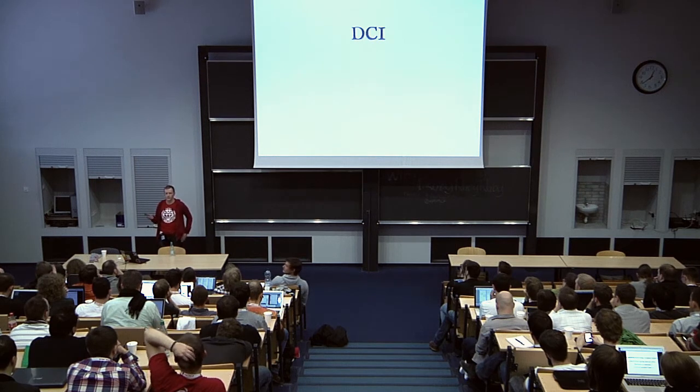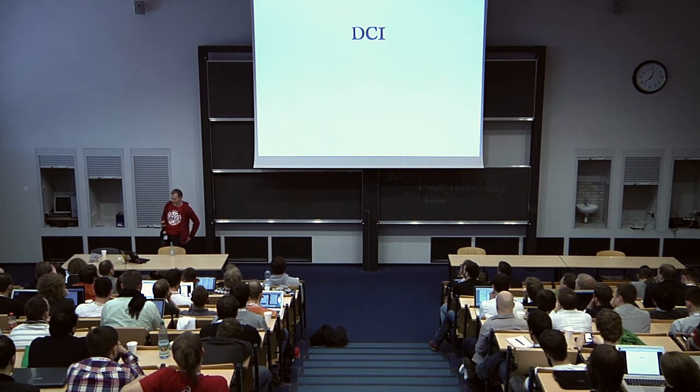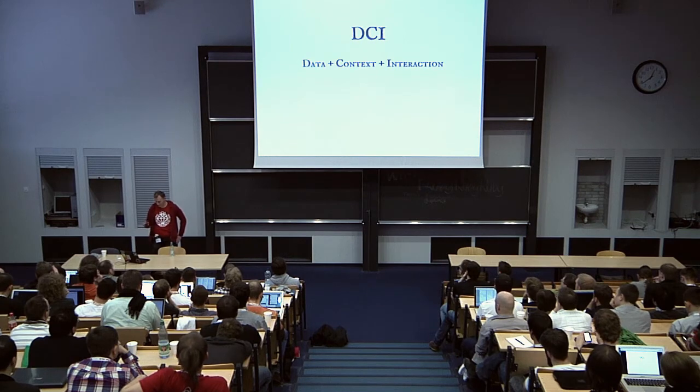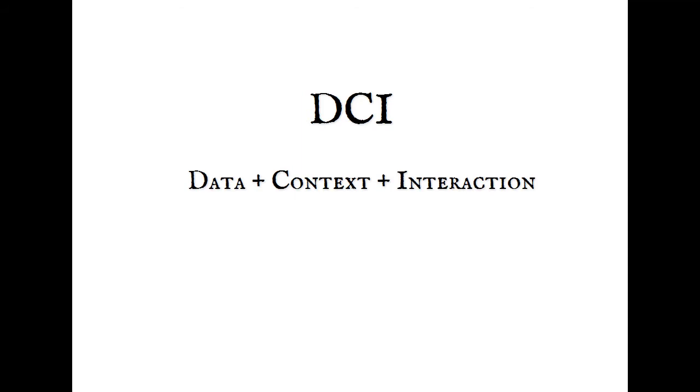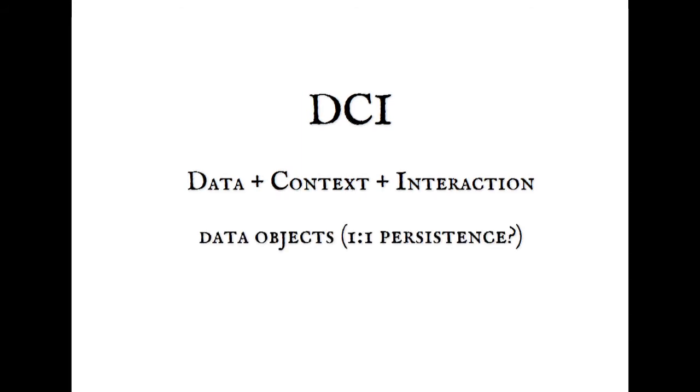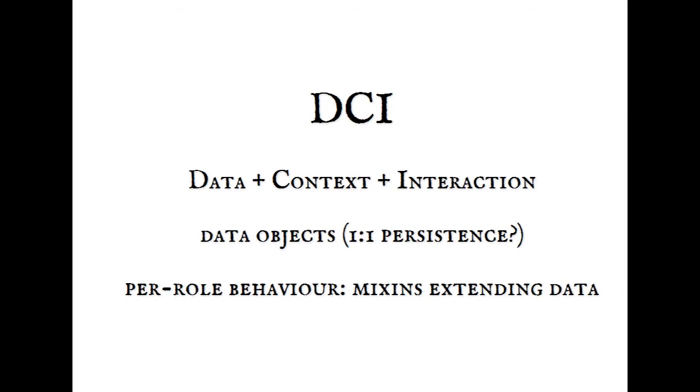And the last thing, DCI, this is where I get into the very shaky, for me, waters. The data plus context plus interaction. One of the ideas is that the data objects hold only data. And they might be one-to-one with persistence. It might be a good idea to try it out like this for starters, if you want to try it out. And then you have a parallel behavior that you mix in to a given data object to have it become a given domain object in your system.